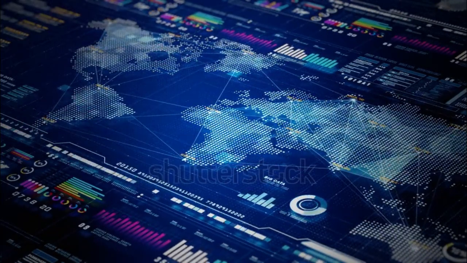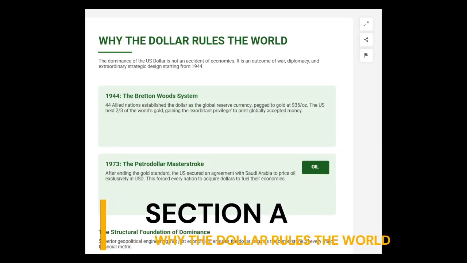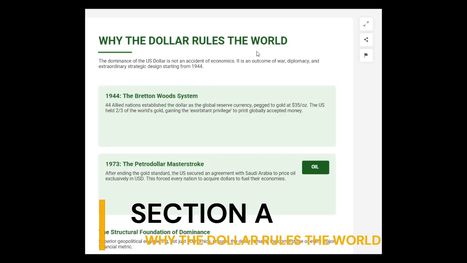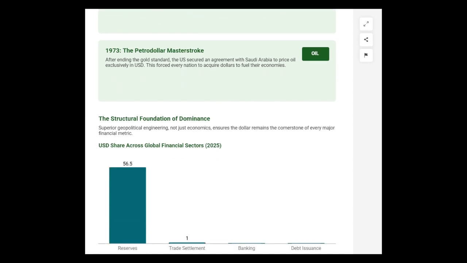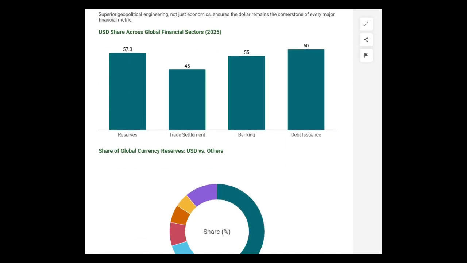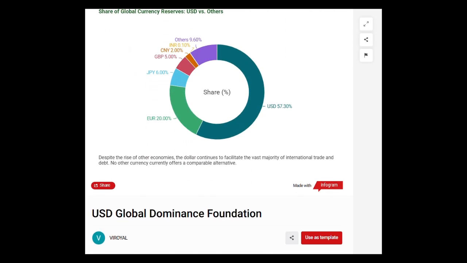Section A. Why the dollar rules the world. The dominance of the US dollar is not an accident of economics. It is an outcome of war, diplomacy, and extraordinary strategic design.